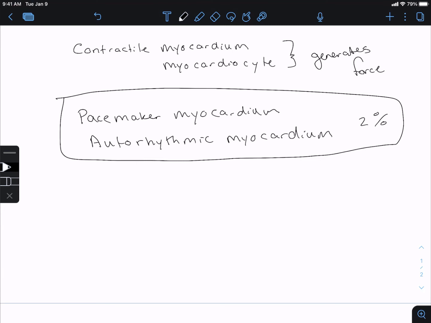The pacemakers, by the way, we find this type of pacemaker myocardium in what is known as the sinoatrial node, the atrioventricular node, and the Purkinje fibers. All of these have pacemaker abilities. A pacemaker is a cell that generates its own action potential. It doesn't need input from the nervous system at all. It can be modified by input from the nervous system, but it doesn't need it. And so we're going to look at the pacemaker in the SA node.